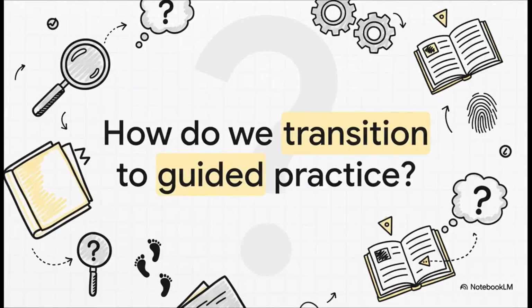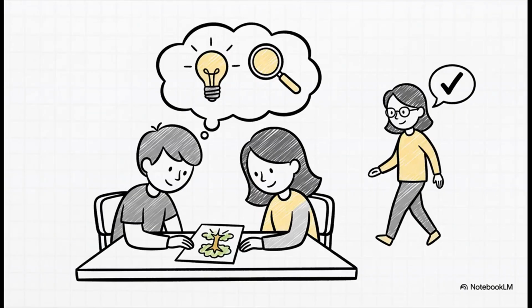Okay, so you've modeled your thinking perfectly. What's next? Well, now it's time to release some of that responsibility and invite your students to become your detective partners. This is our we do phase. Now, students work in pairs on a new but similar text. Their mission, find the main idea and supporting details together. And your job, you get to circulate, listen in on their detective talk, and provide that crucial, in-the-moment feedback to help guide their thinking.